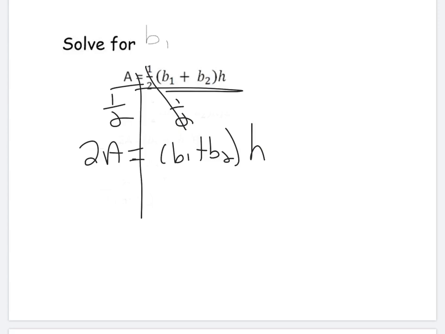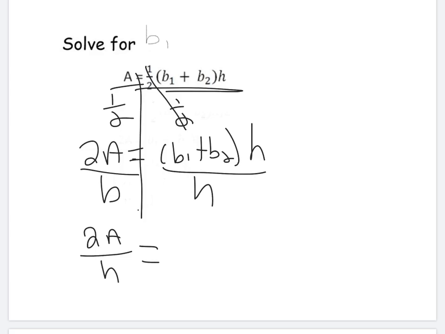So I have to get rid of the h. The h is multiplied by base 1 plus base 2, so I'm going to do the opposite of multiply, which is divide. So I'm going to divide both sides by h. On this left-hand side, I don't know what a or h are, so I cannot divide both sides there, so I have to leave it as the division problem 2a divided by h.